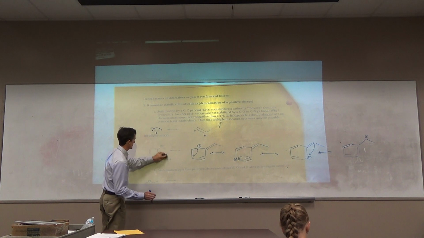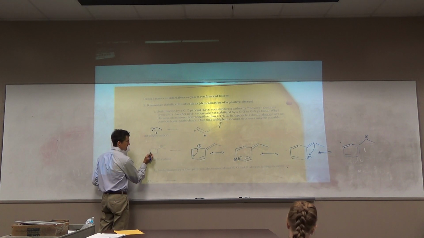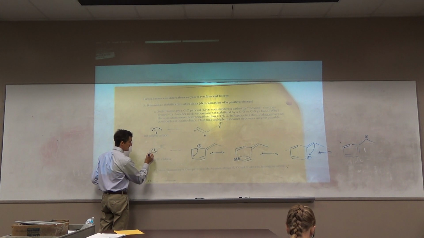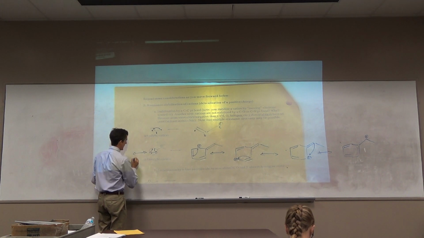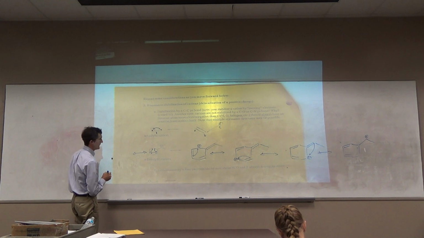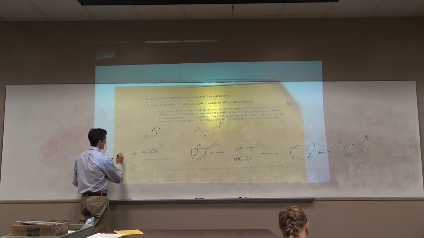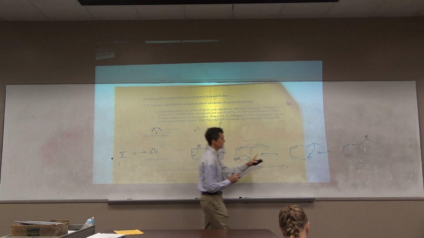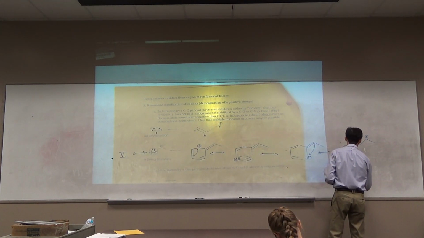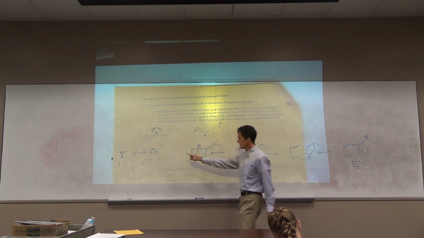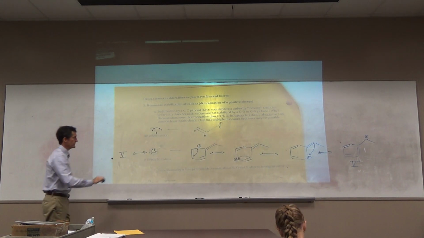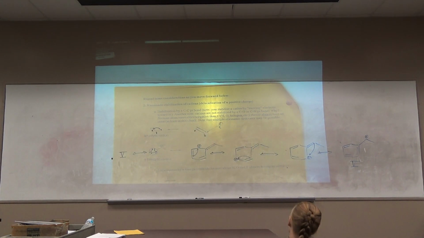Don't do this in your notes. I can move these here, I can move these here, and I can move these here. And that would give Roman numeral 5, if that's 1, 2, 3, 4, and 5. Does everybody agree that that arrow movement would give the one on the end? Yeah. That's a resonance structure of benzene.